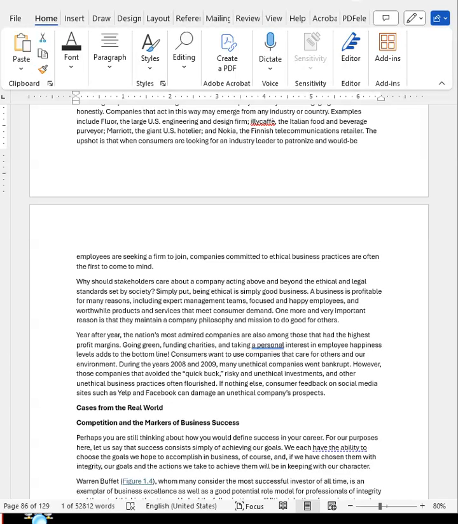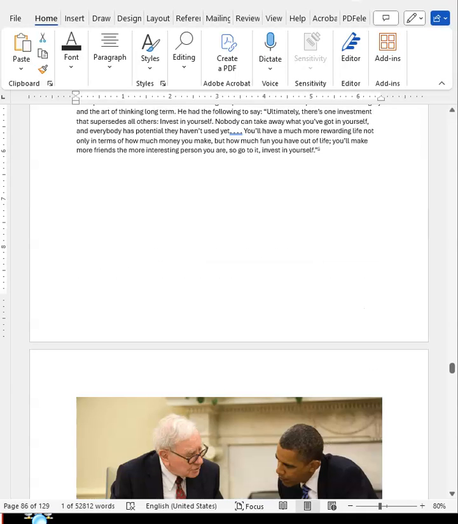Cases from the real world. Competition and the markers of business success. Perhaps you are still thinking about how you would define success in your career. For our purposes here, let us say that success consists simply of achieving our goals. We each have the ability to choose the goals we hope to accomplish in business, of course, and if we have chosen them with integrity, our goals and the actions we take to achieve them will be in keeping with our character. Warren Buffett, Figure 1.4, whom many consider the most successful investor of all time, is an exemplar of business excellence as well as a good potential role model for professionals of integrity and the art of thinking long-term.